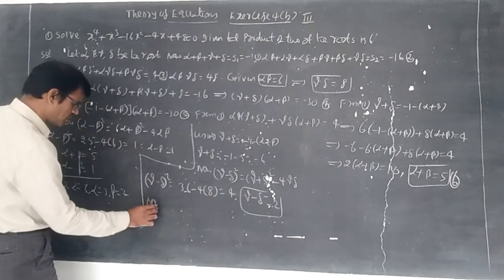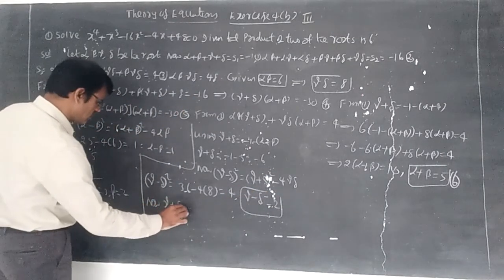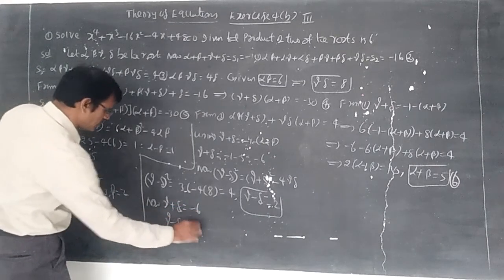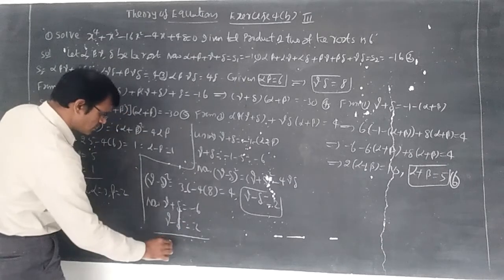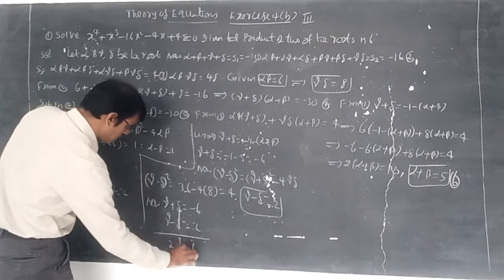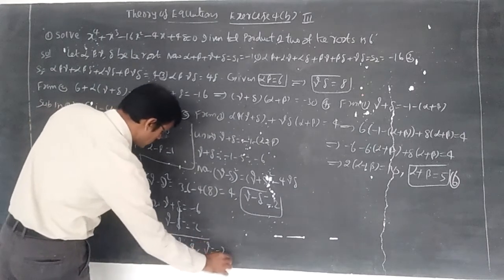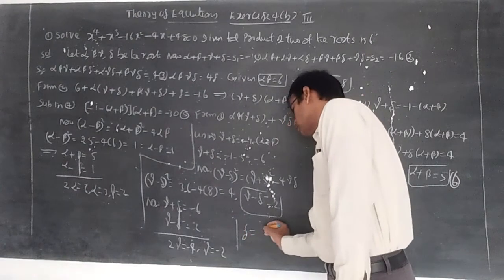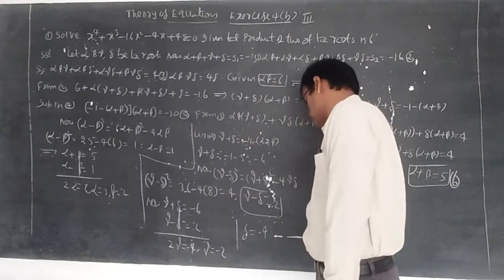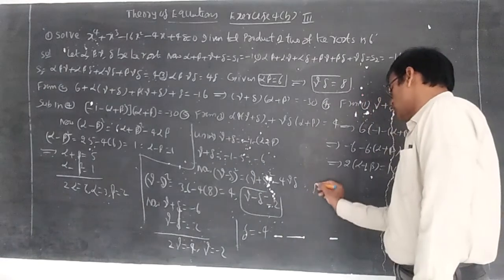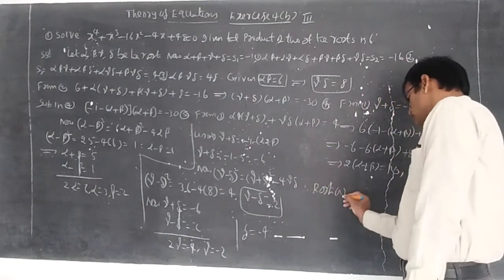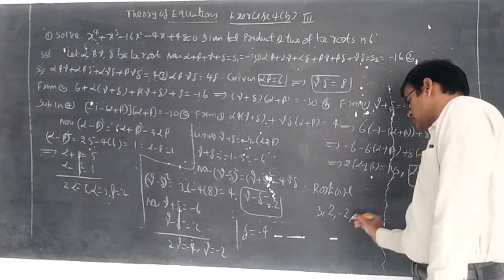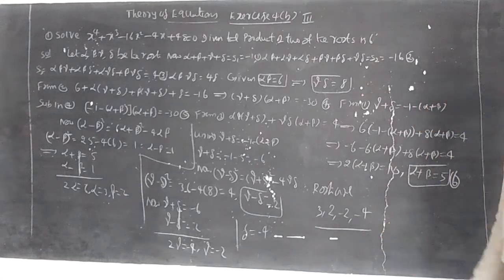Now put here gamma plus delta, how much did we get? Minus 6. So gamma minus delta we got 2. Add. So 2 gamma is equal to minus 4. So gamma is equal to minus 2. And the delta becomes minus 4. Yeah. Therefore roots are 3 comma 2 comma minus 2 comma minus 4.